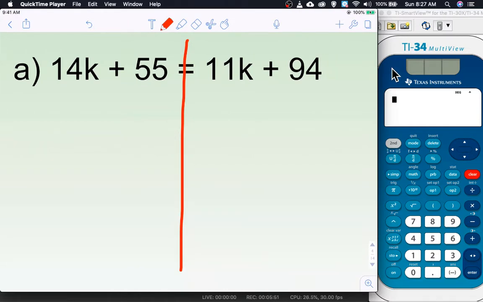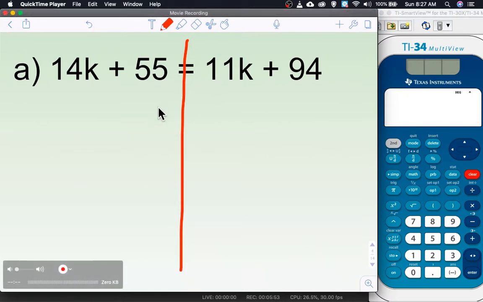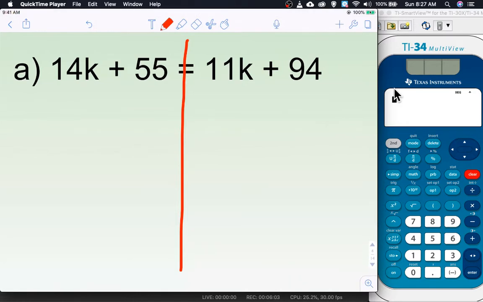Most of you prefer to have the variable on the left-hand side when you're solving. So if we get rid of the one on the right, the variable will always be on what we think of as the correct side. It's just more of a comfort thing. Now, the way we're going to get rid of the 11k is always using addition or subtraction. To move something from one side of the equal sign to the other, it's addition and subtraction.